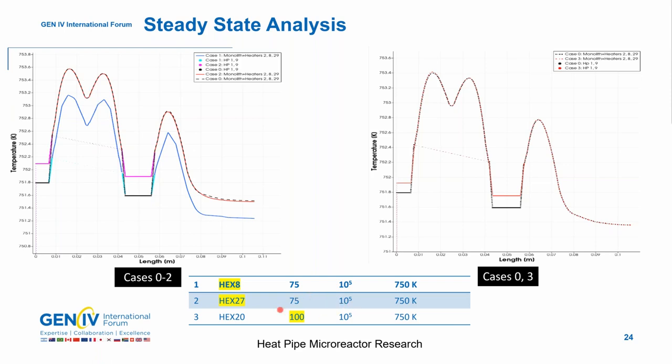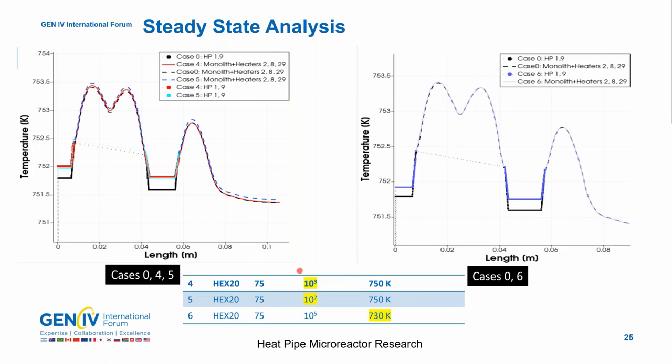We also check some other parameters, like heating power. We can find that with two different heating powers, the heat pipe still works very well. It transfers energy out very efficiently, and the monolith temperature does not change too much. We also change the heat transfer coefficient in the left figure, and the condensation temperature of the heat pipe in the right figure. In all of them, the monolith and fuel temperatures are not affected too much, which means all these parameters are under the limit value of the sensitivity test.